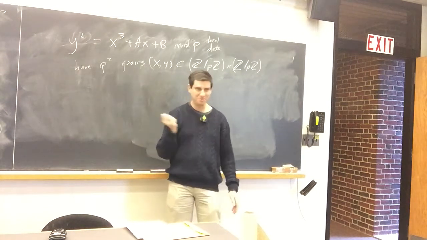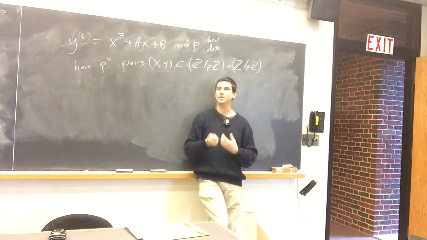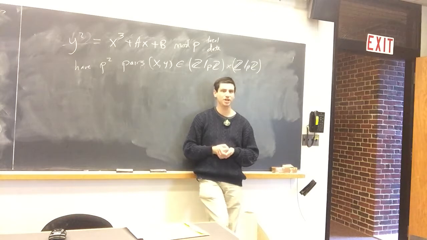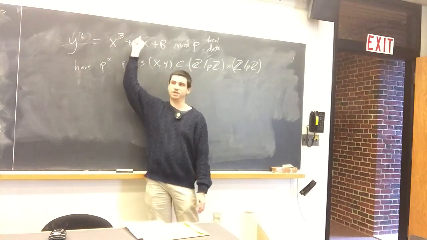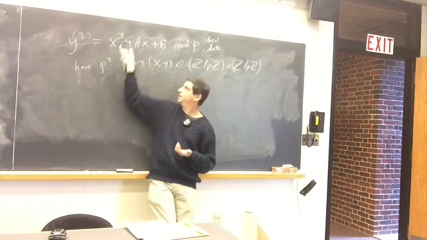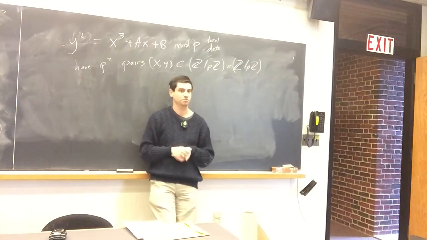Seems like a good number to start with. Can someone give me some thoughts based on what we've read in the chapter on why 1 might be a reasonable guess? How many solutions should this have at most? Y squared equals something. I'm asking how often is this a square? How many solutions should that have at most? It should have at most 2.